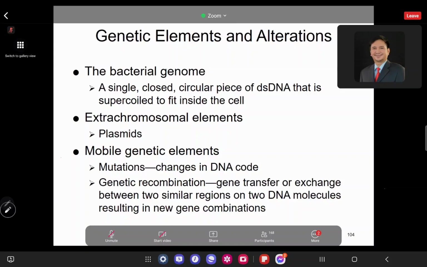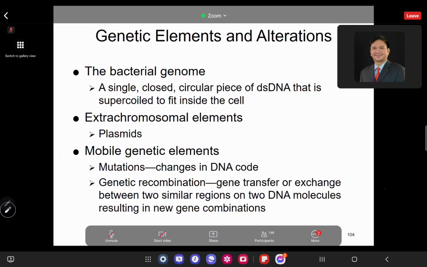While plasmids, these are extrachromosomal elements. These are independent circular DNA molecules carrying genes for antibiotic resistance, virulence, or other functions. So they code for antibiotic resistance. They code for virulence to become pathogenic.